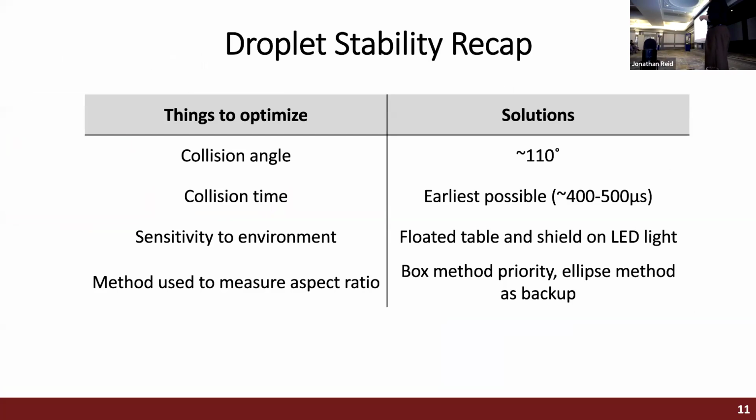I didn't get into detail with this, but regarding the sensitivity to the environment, to counter any vibrations caused by movement in the lab, we floated the table, and I also had a shield made for the LED light, because the LED light has a really strong fan. So to minimize the wind generated from that, I put a box on it. And then for the aspect ratio, the best method to measure this is the box method, but if not, I use the ellipse as a backup.